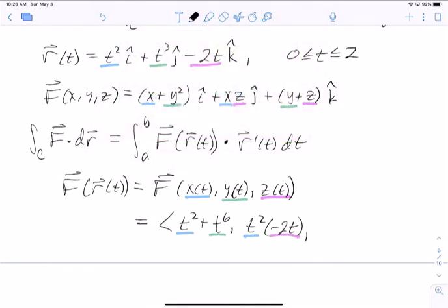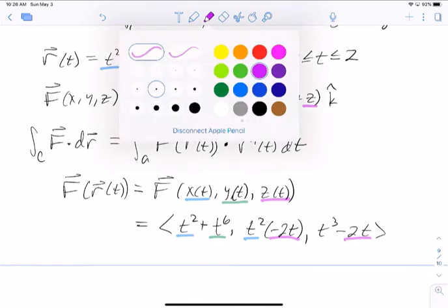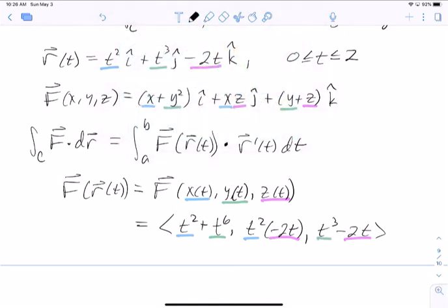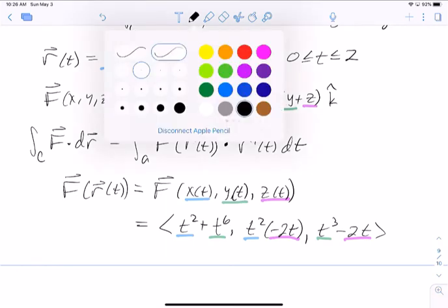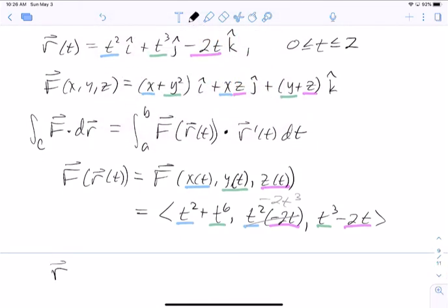And then the last component is y plus z. y is given by t cubed, z is negative 2t. And so completing the colors here, we have that vector. Let's go ahead and simplify this middle component here. It's going to be negative 2t cubed. I just didn't want to write out the whole thing. And while we have it in front of us, let's go ahead and get r prime of t, which is 2t, 3t squared, negative 2.